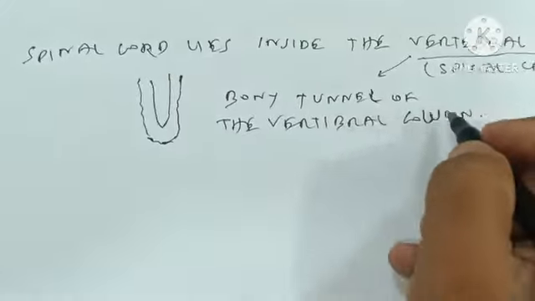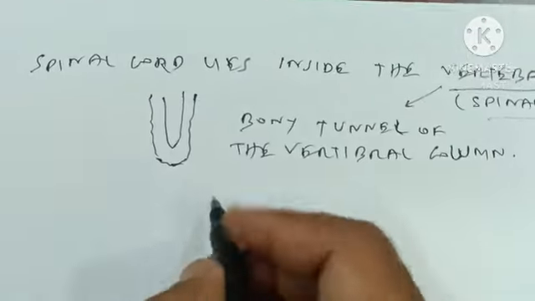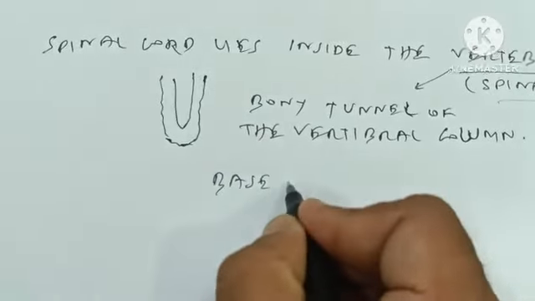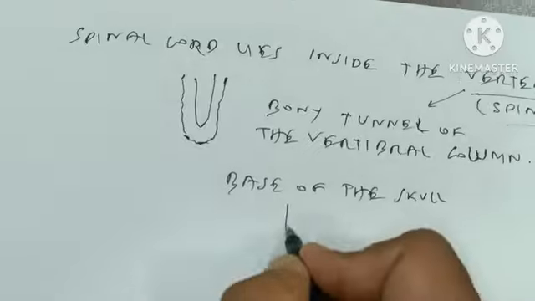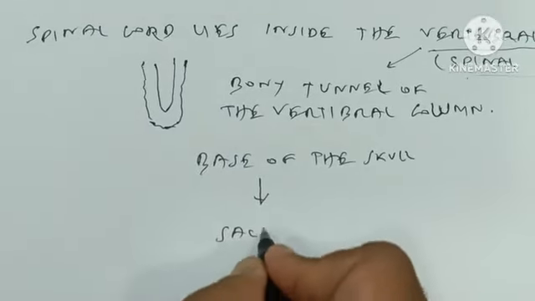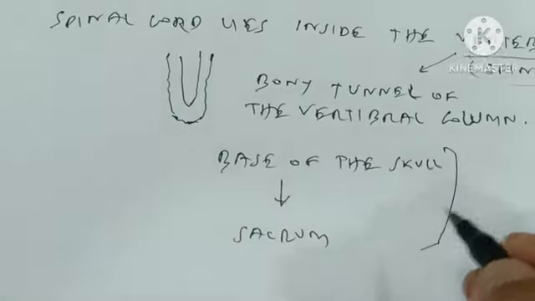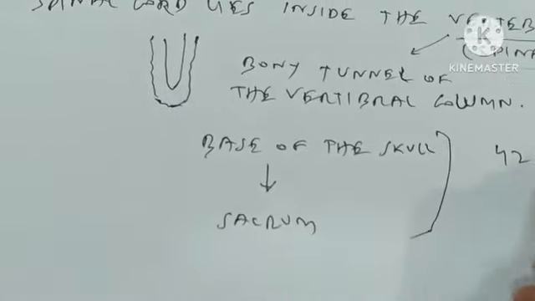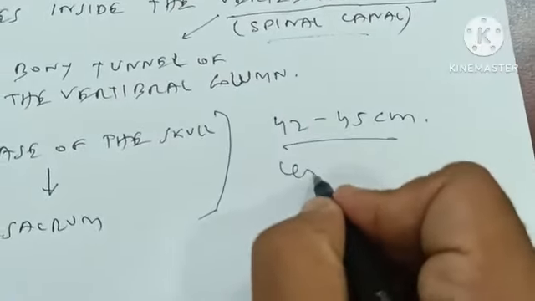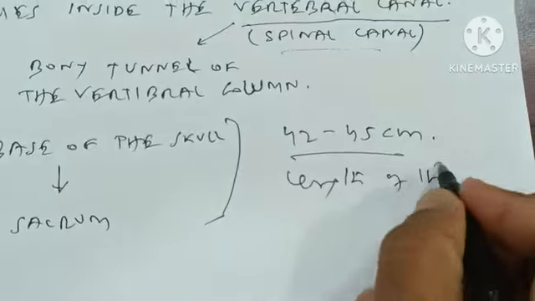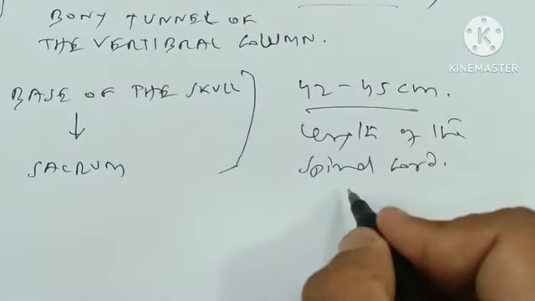And this bony tunnel of the vertebral column, that is the vertebral canal or the spinal canal, extends from the base of the skull up to the sacrum. Thus, if we see the length of the spinal cord in an adult individual, it is about 42 to 45 centimeters in length. So this is the length of the spinal cord in an adult individual.